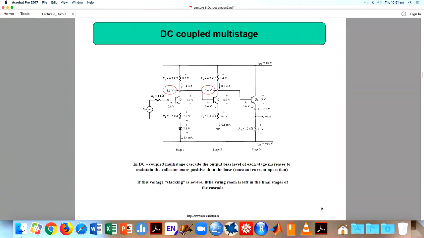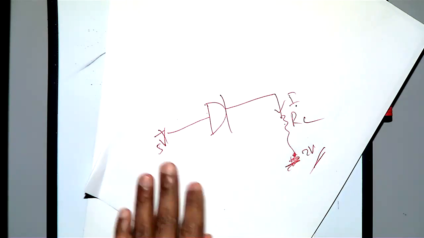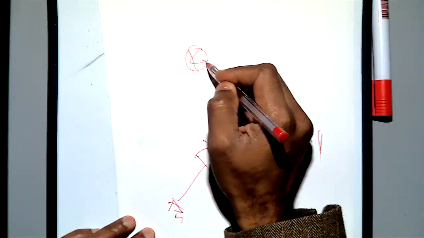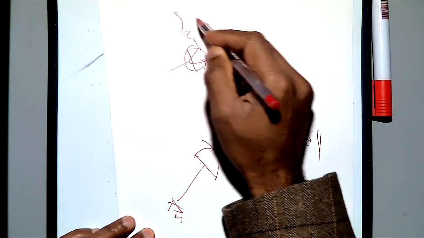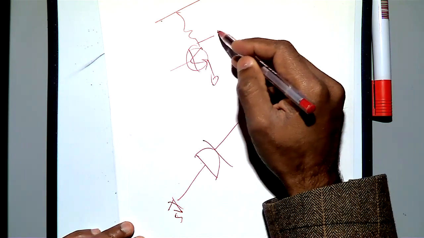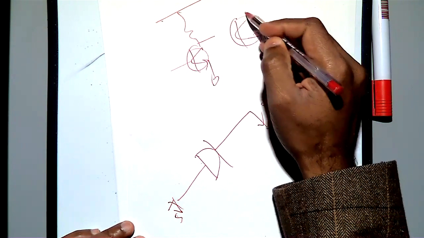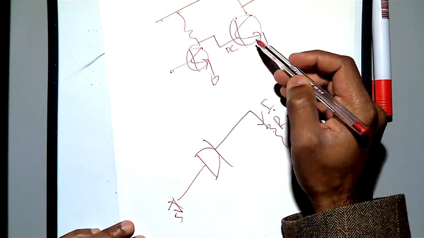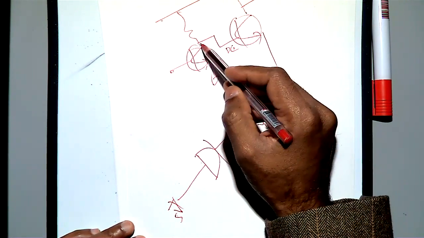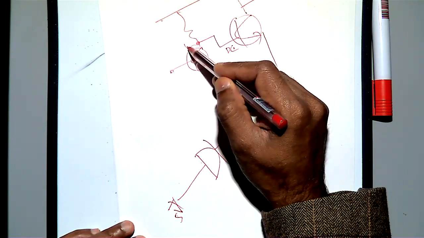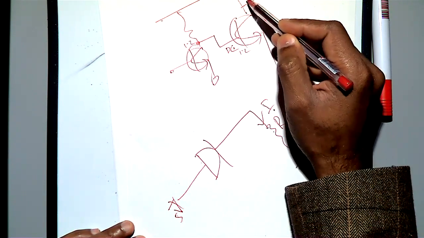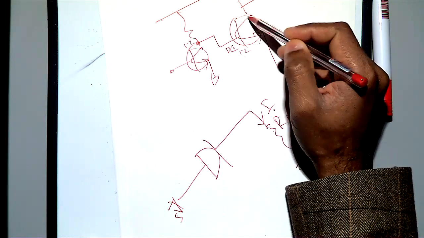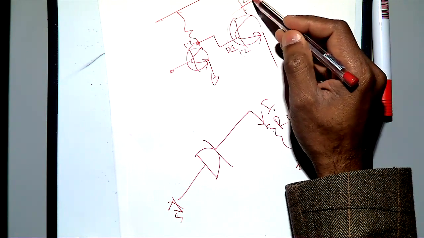Because DC coupling means, that's the reason we are using DC coupling. Means you got an amplifier, and then another transistor is coming, then the direct coupling is called DC coupling. If you put a DC coupling, this is the problem. So if it is 1.2 volt here, this should be more than 1.2 volt in order to make this in the active region, maybe 2 volt.